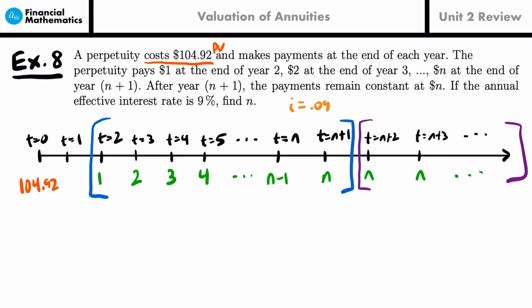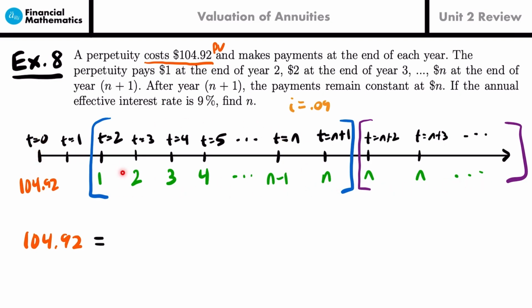So now that we have 2 sets of payments to work with, we can value each of them separately at time 0 and add those values together. So let's work on that now. Let's set up our equation. We'll have the present value of $104.92 is equal to these payments valued at time 0.